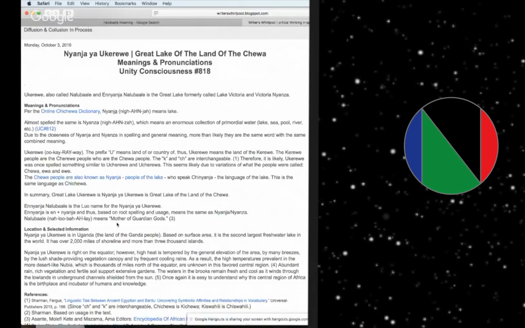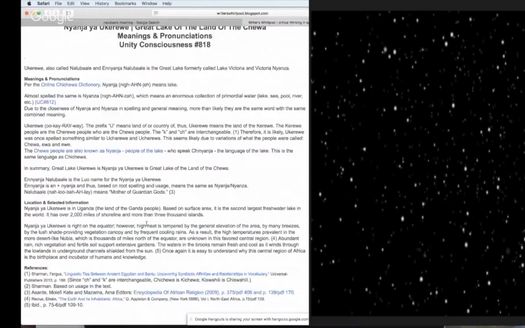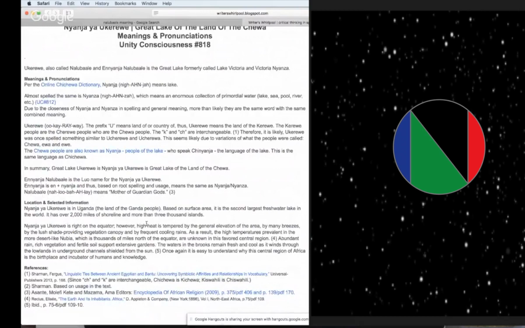Na-lu-ba-ele means mother of the guardian gods. All right? Now, when you go into the nature books, you see who those gods are. There's nine pygmy gods by race, and Afro-Uno goes into great detail of who these guardian gods are and where they were born, like I just showed you where they were born. So the name of the lake, also by our ancestors, gives away where we were born. All right, now let's go.